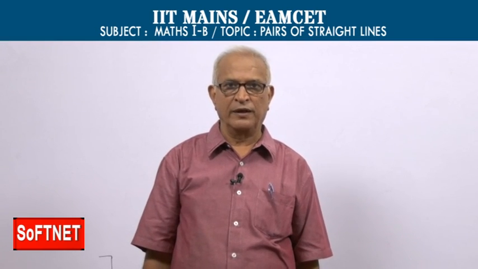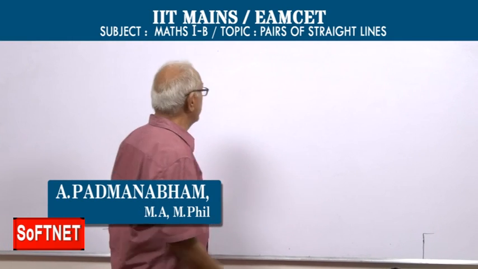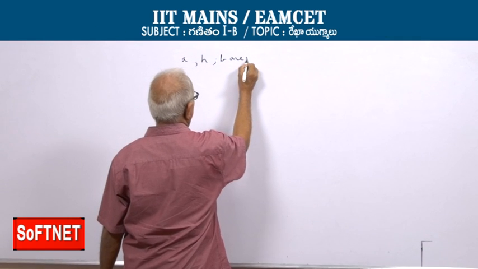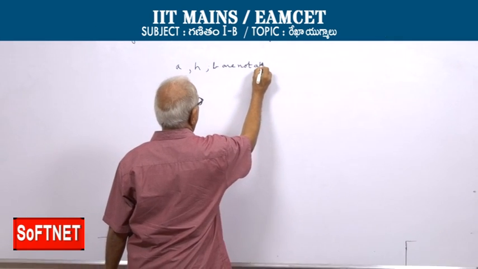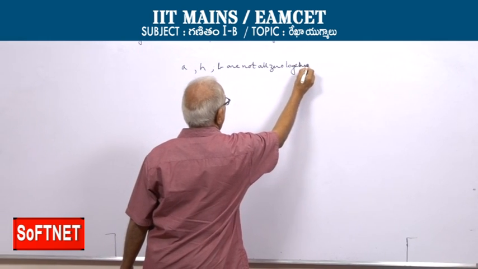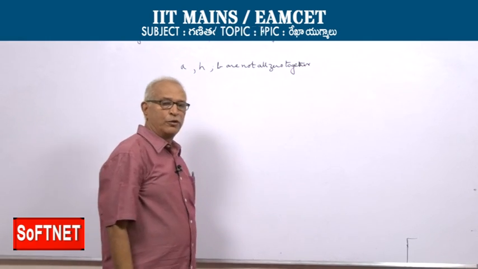రేఖాయుగ్మాలు, pairs of straight lines అనే టాపిక్ గురించి డిస్కస్ చేస్తాం. Well, when A, H and B are not all 0 together, that means all the three cannot be 0 simultaneously.